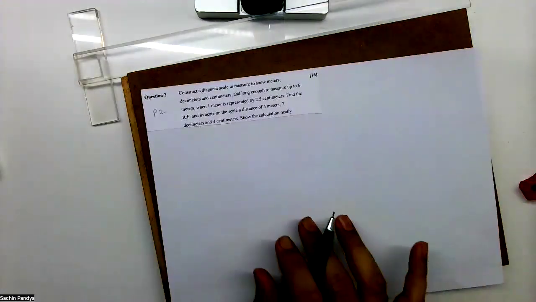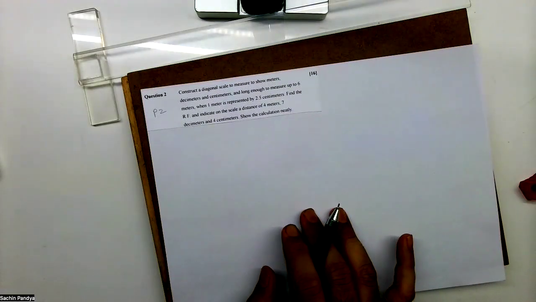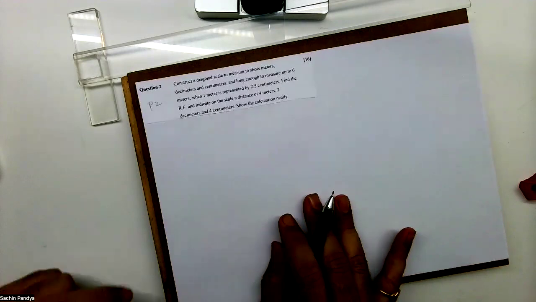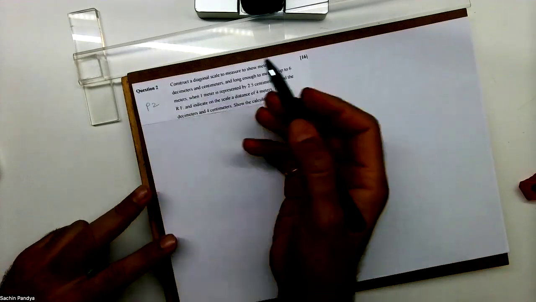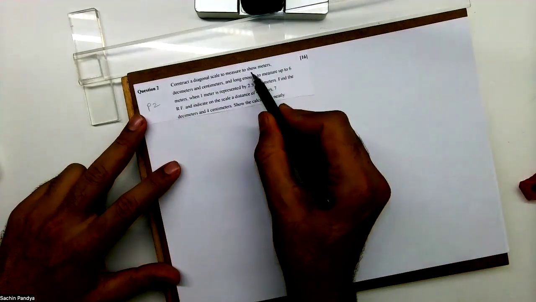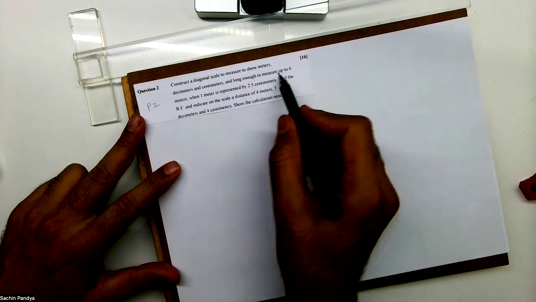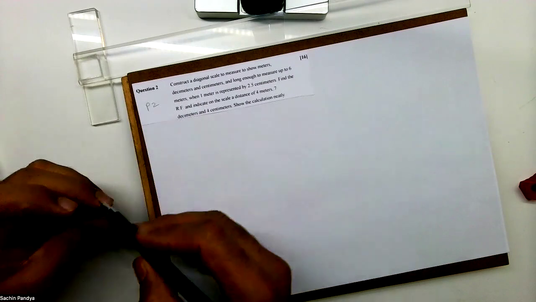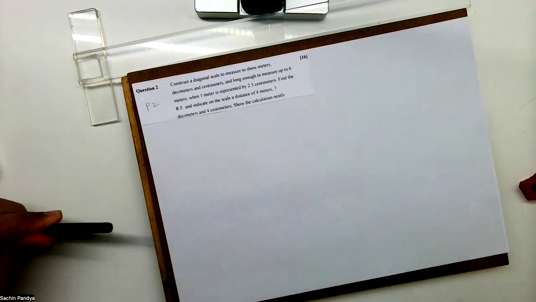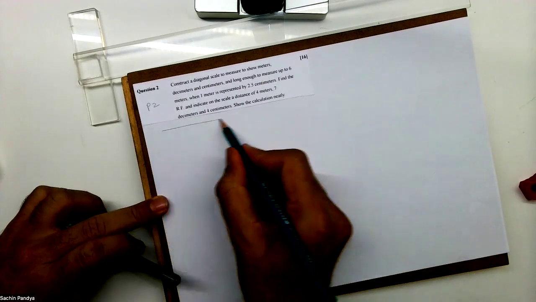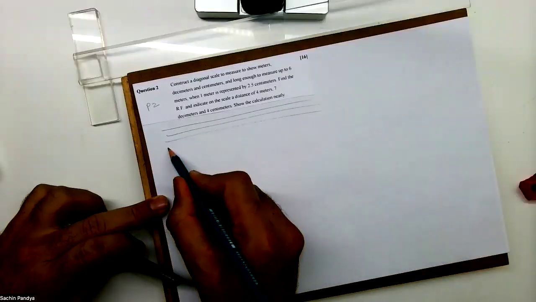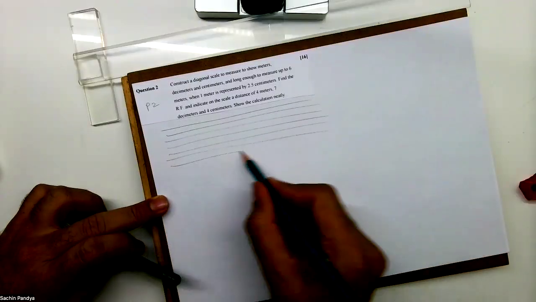Now the second paper. In second paper, we have to construct again a diagonal scale to show meter, decimeter, and centimeter, and long enough to measure up to 6 meter. So 6 meter is maximum length. Okay. So I'm just going step by step.